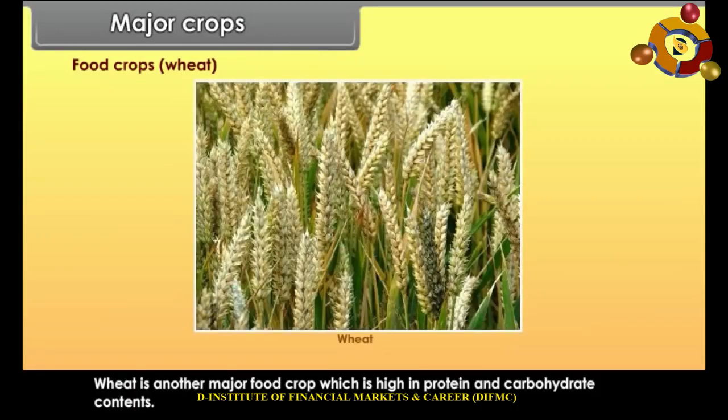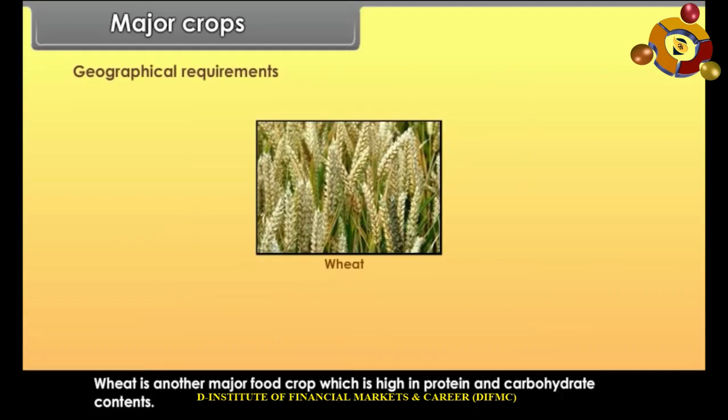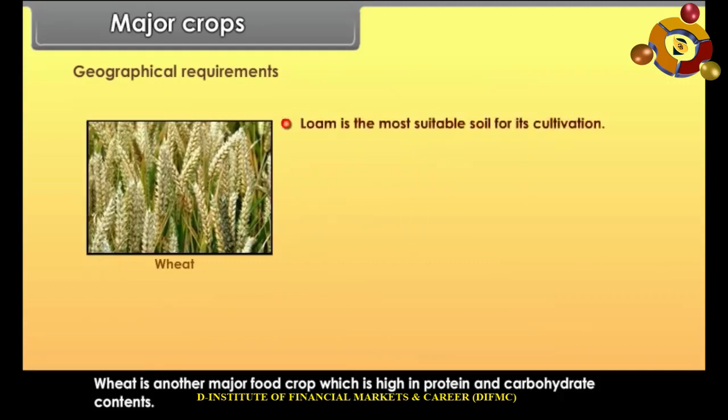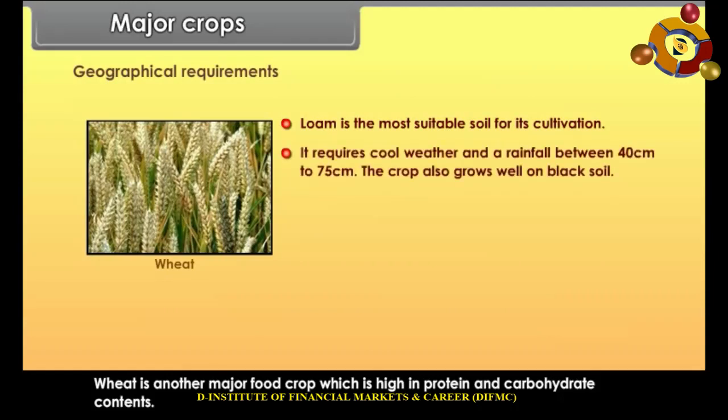Wheat. Wheat is another major food crop which is high in protein and carbohydrate contents. Geographical requirements. Loam is the most suitable soil for its cultivation. It requires cool weather and a rainfall between 40 centimeters to 75 centimeters. The crop also grows well on black soil.